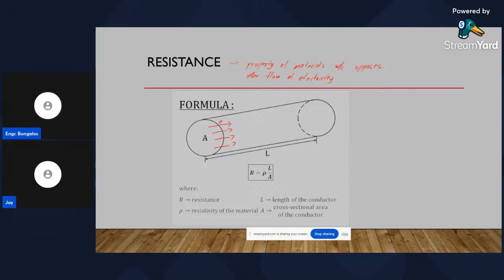So yung formula natin for the resistance is R is equal to rho L over A. So yung L natin dito is yung length of the conductor. And yung A natin is the area or the cross-sectional area of the conductor. So ano naman yung rho dito? So yung rho dito is the resistivity of the material. So for example, yung material natin is copper, so may resistivity siyang given. So proceed tayo dito.